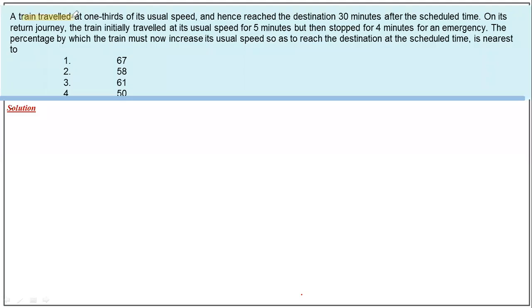A train traveled at one third of its usual speed and hence reached the destination 30 minutes after the scheduled time. On its return journey, the train initially traveled at its usual speed for 5 minutes but then stopped for 4 minutes for an emergency. The percentage by which the train must now increase its usual speed so as to reach the destination at the scheduled time is nearest to which of the following?